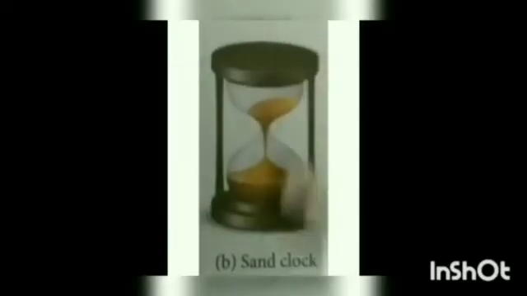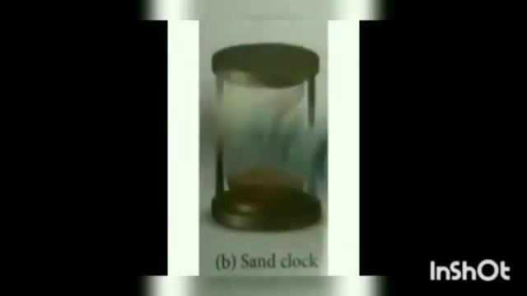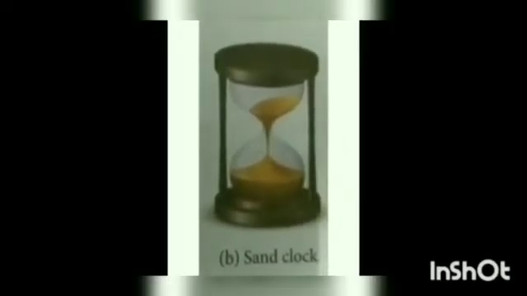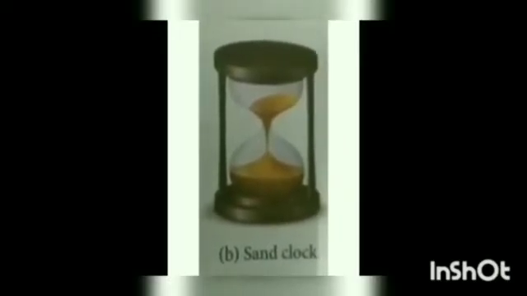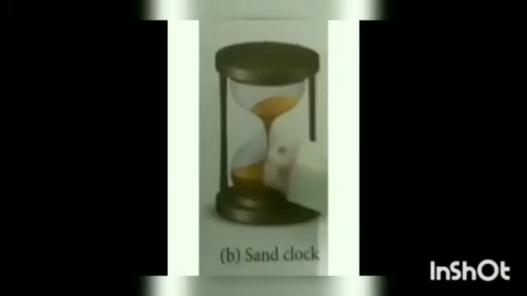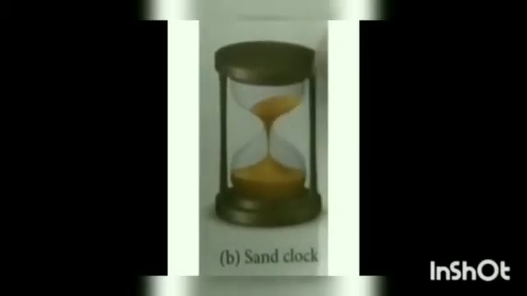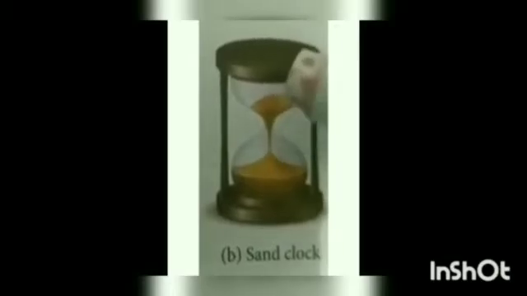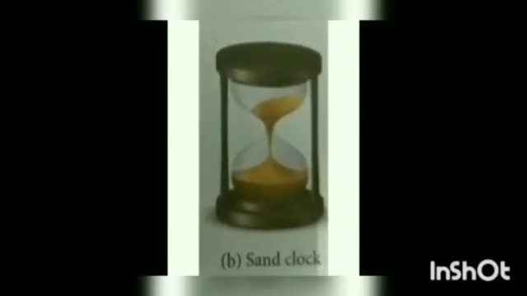Another early device for measuring time was the sand clock. Sand clock is also known as sunglass or hourglass. The sand clock uses the flow of sand from one glass bulb to another to measure time. The length of time taken by the sand to pass from one bulb of the sand clock to the other gives a constant time interval.